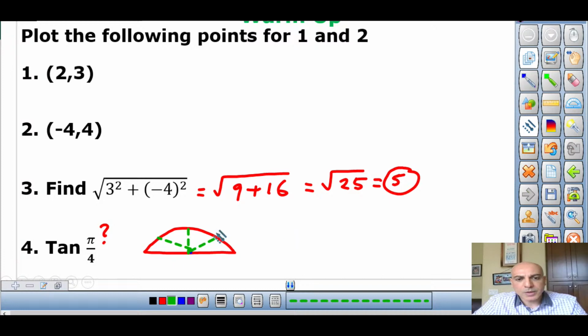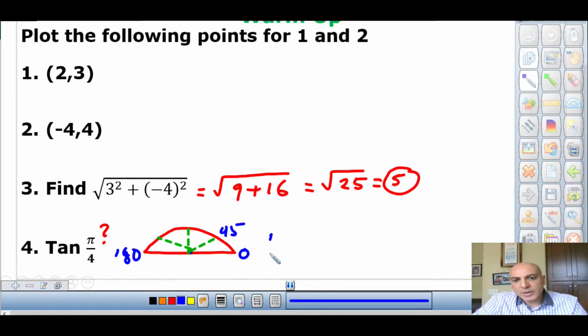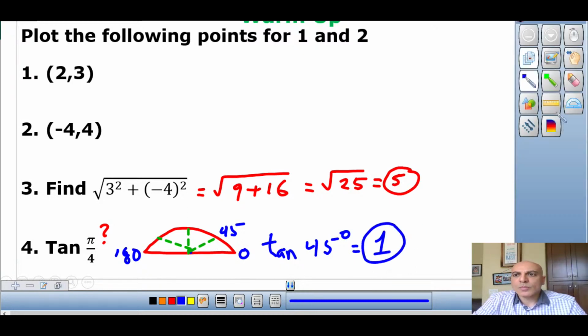1 piece, 2 pieces, 3 pieces, 4 pieces of the pi. The pi is 180. You slice that into 4 pieces, which means you get a quarter of the pi. So this is going to be 45. So basically they're asking what is tangent 45. And tangent 45, if you remember from a couple lectures ago, is going to be 1.